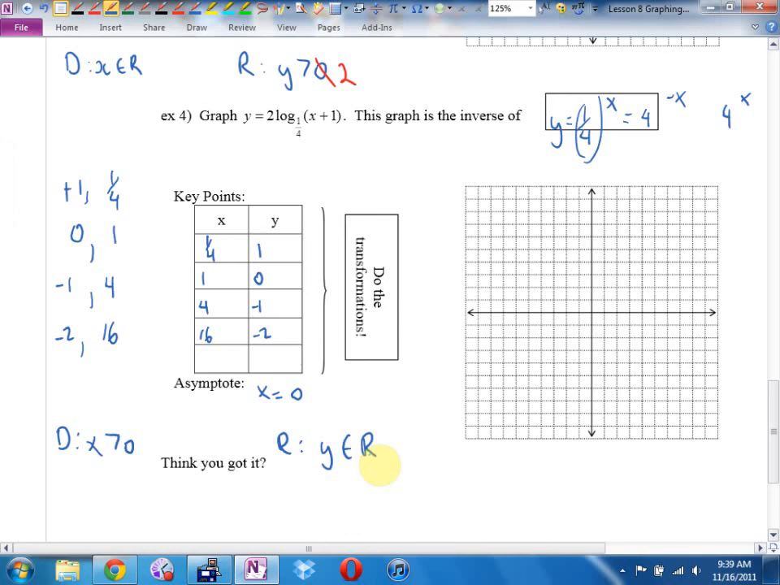Oh, then it says do the transformations. Now let's go back to our original here. Expansions, compressions, are there any? Yep. Vertical or horizontal? If it was horizontal, where would it be? Isn't that next to the x? Vertical, and it's not backwards. This is a vert expansion by 2. Any other expansions? No, nothing in front of the x here. Check.